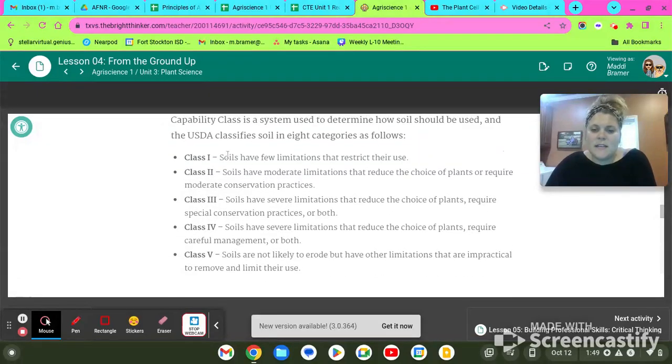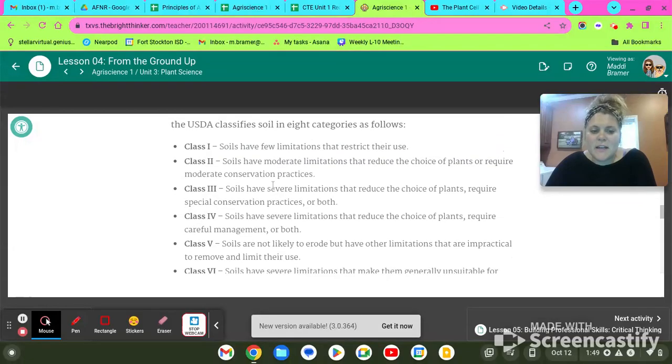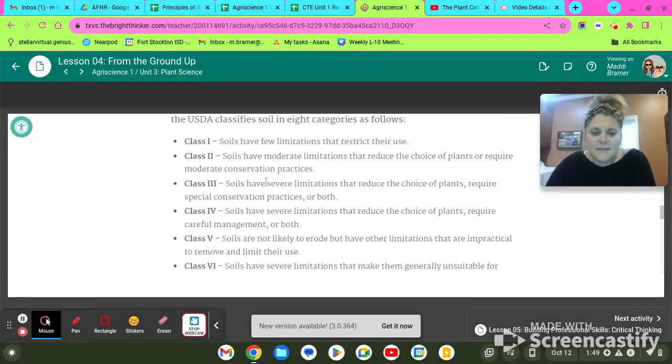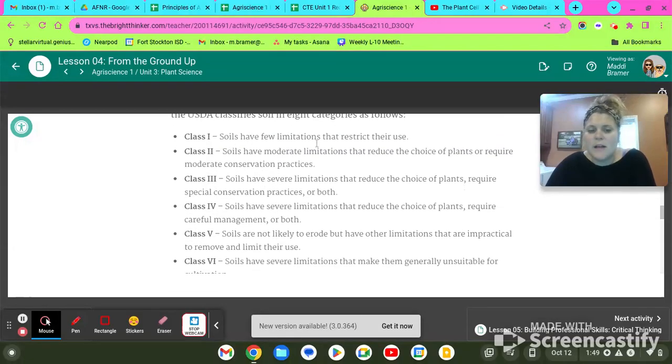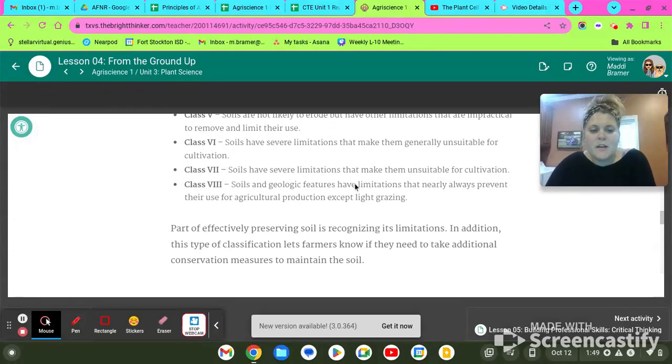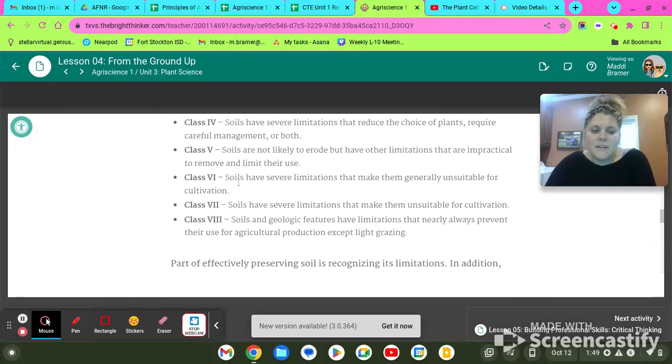And the USDA, when they rank your soil, they can rank it in any of these classes. So they go from, it has few limitations that restrict its use, that's class 1, that's great, all the way to, they have severe limitations that make them generally unsuitable for cultivation. That means you could not plant crops in it or even a garden.